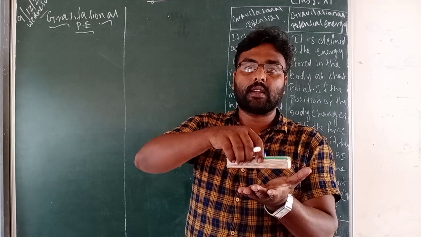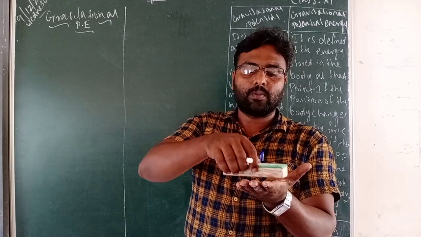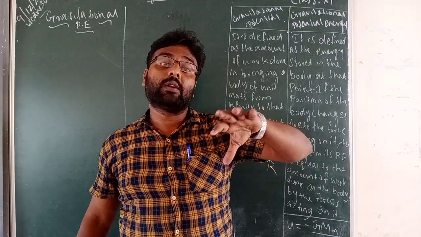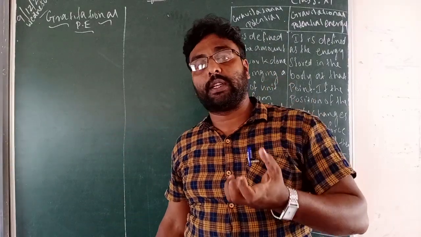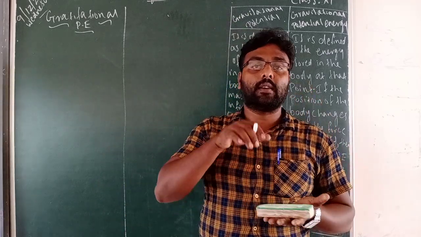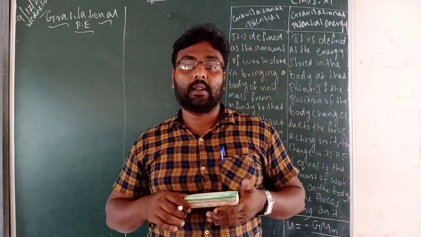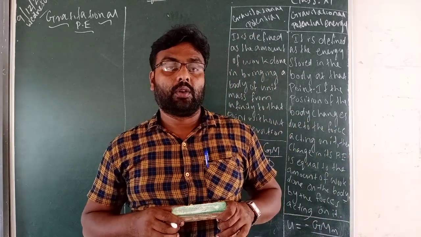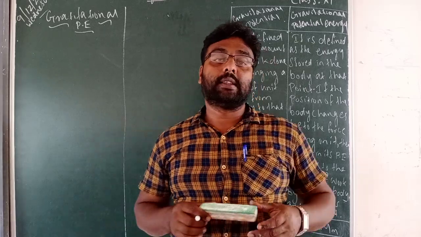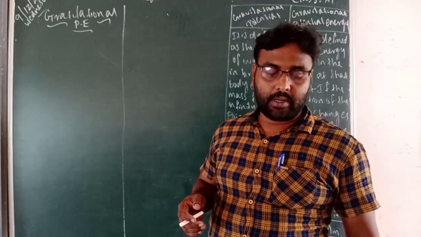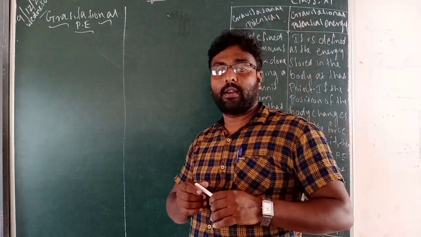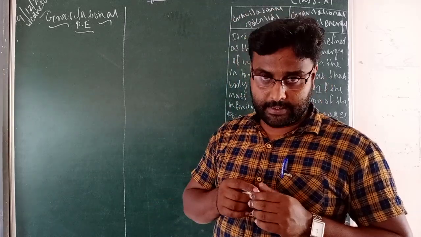Some work is done to lift this object from its position to another position. So you are applying a force on the object to lift it. So you can tell that this object now possesses gravitational potential energy, and you know the formula U is equal to minus GMm by R. You have learned this already. Now we can go through the derivation of gravitational potential energy.